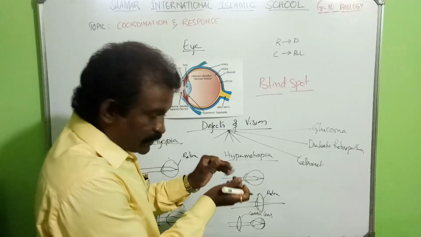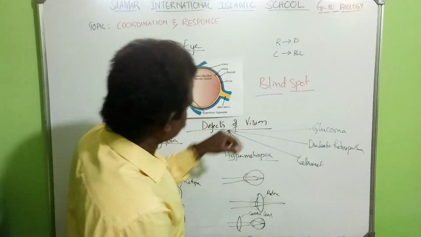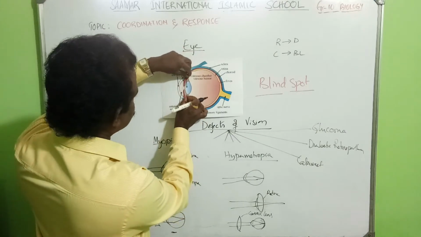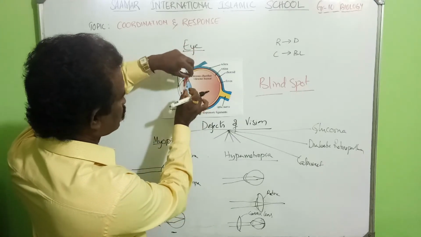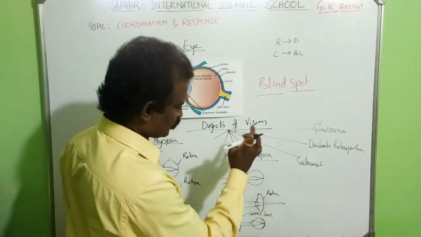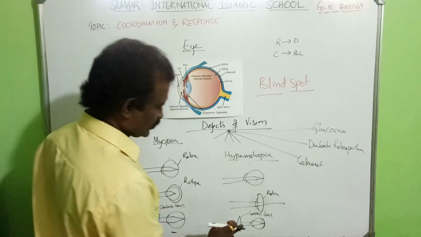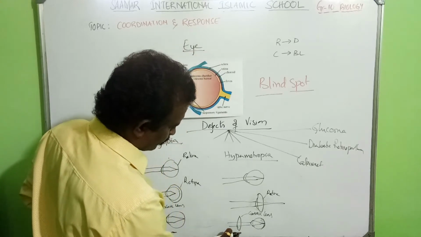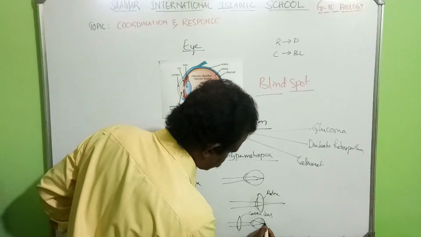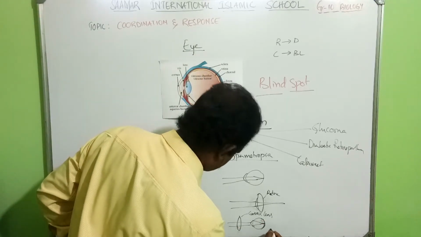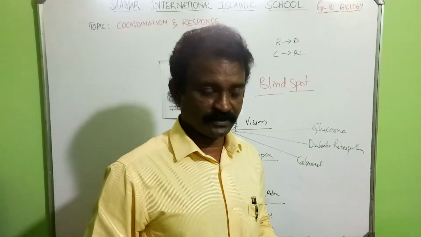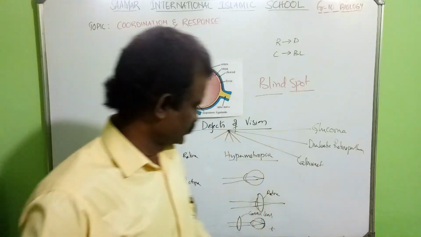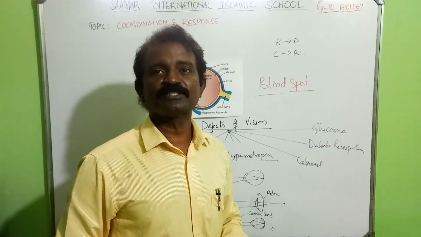Correct? Here the eyeball is condensed. That means it is pulled. Who is pulling that? Here we have ciliary muscles. These ciliary muscles pull the eyeball. Now if you see here, this will become plus. Now if you ask them what is your vision, they say it is a plus or a minus.